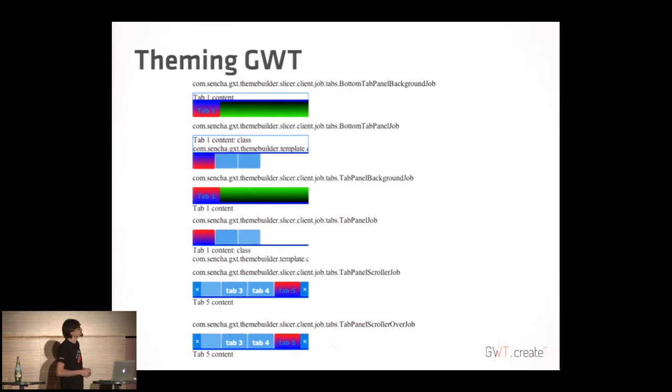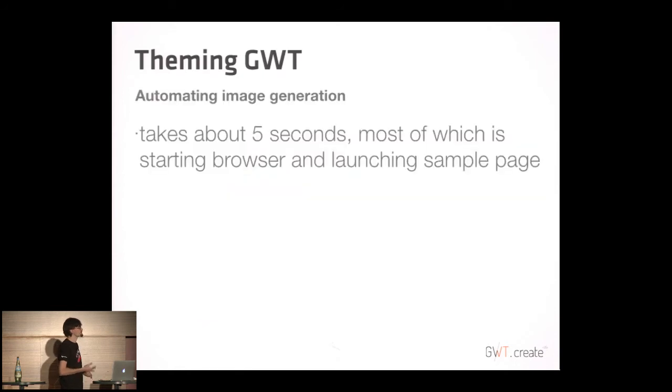And the top two are tabs that are drawn below, so the rounded corners are at the bottom, and the middle two are drawn above, so the scrollers are at the top. This theming generation, this automatic image generation, right now takes about 5 seconds to get its work done.